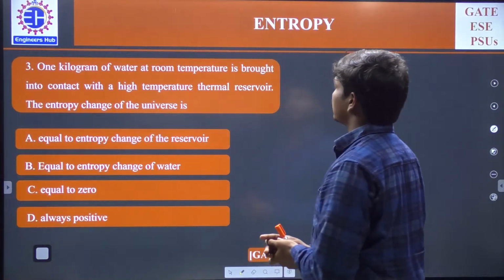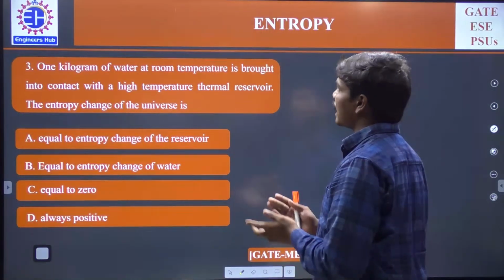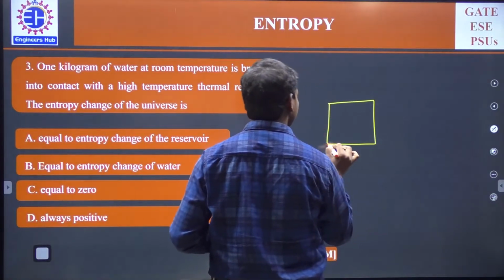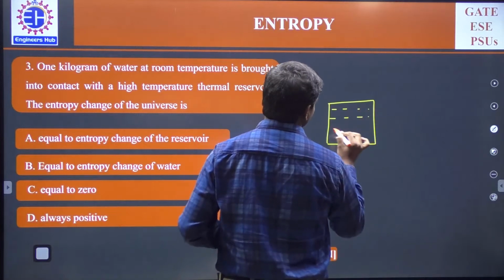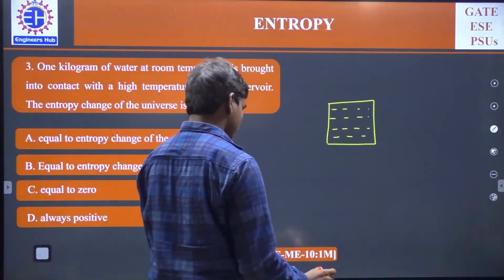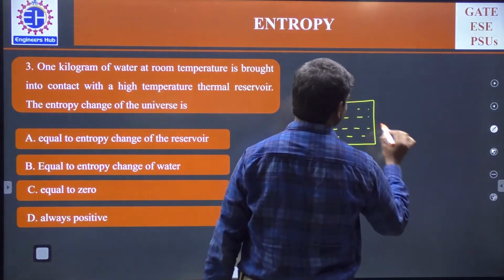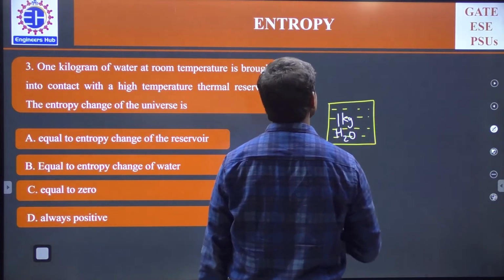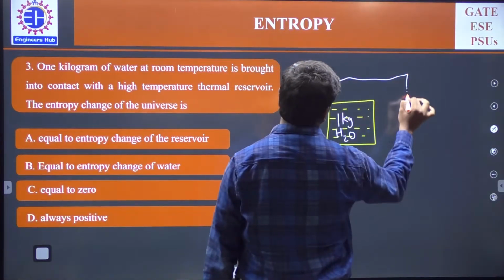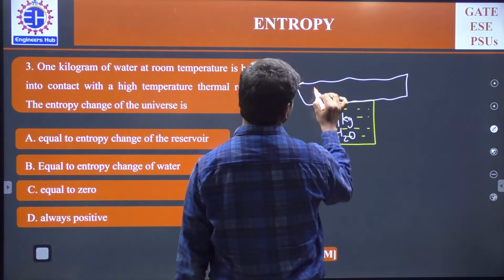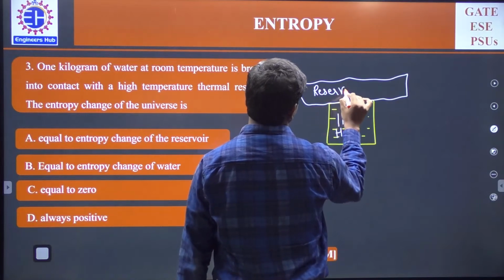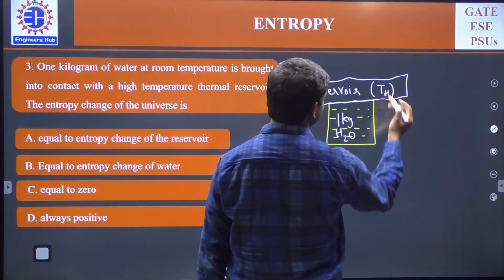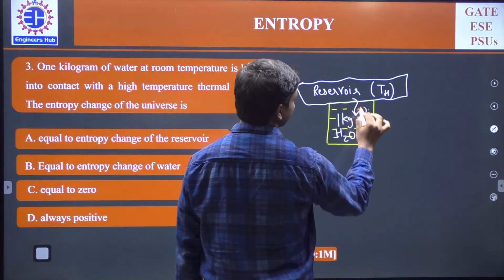1 kilogram of water at room temperature is brought into contact with a high temperature thermal reservoir. So if you see here, there is some 1 kg of water. Okay, fine. Let us change color now. This is 1 kg water. Now this is brought into contact with some thermal reservoir which is at a higher temperature. Of course, this is at some higher temperature. Then obviously what happens? Some heat gets flown into this. Correct?